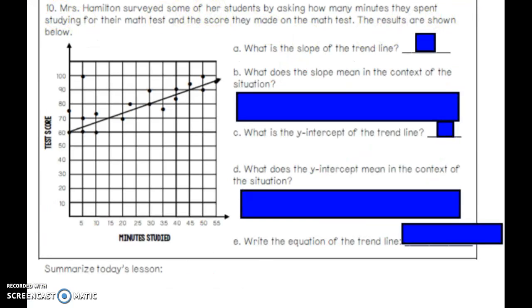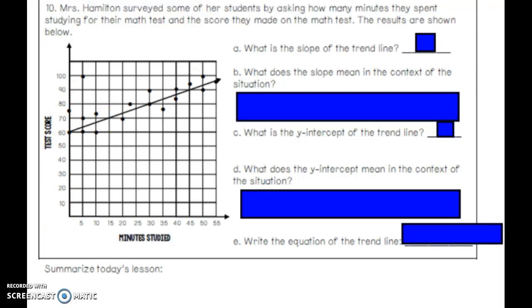For number 10, Mrs. Hamilton surveyed some of her students by asking how many minutes they spent studying for the math test and the score they made on the math test. The results are shown below. So you can see how long they studied along the x-axis, the actual test scores along the y-axis.